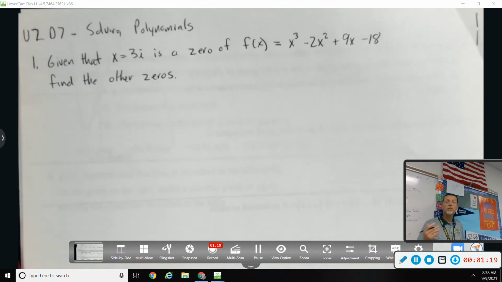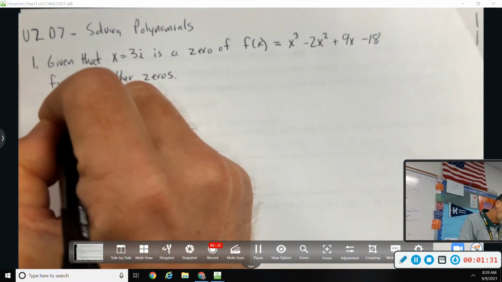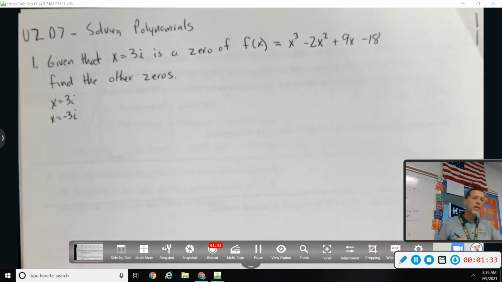Given that x equals 3i is a 0 of that function, find the other zeros. How many zeros are there? 3. They gave us 1, but they kind of gave us 2. What's the other one that they gave us? Minus 3i. Now, I know those are roots, so if I synthetic divide with them, I should get 0 at the end.